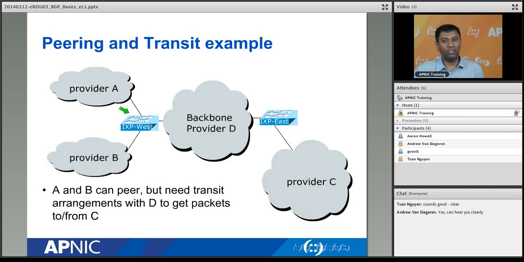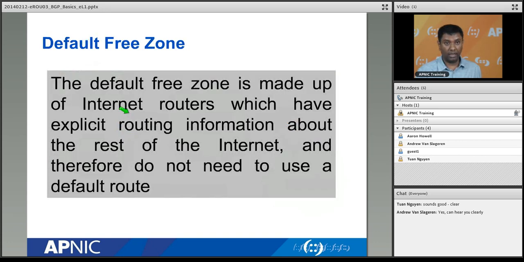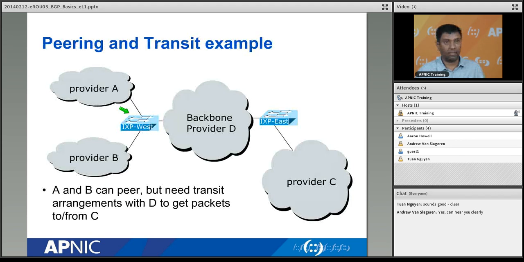In the default free zone, if there is no specific match, they will just discard the prefix. On a default network, like tier 3, if there is no match, they will send it to the default on the upstream before they discard the packet.